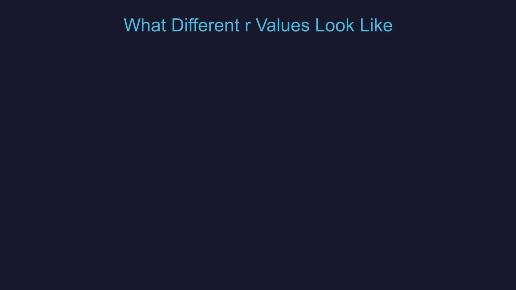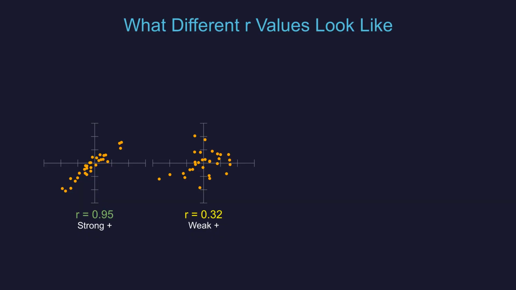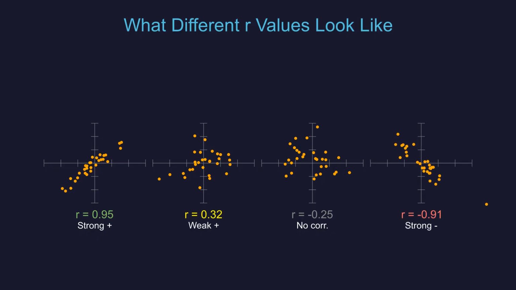Let's see what different correlation values look like. When R is close to +1, the points form a tight upward band. When R is around 0.4, there's a loose upward trend. When R is near 0, the points form a random cloud. And when R is close to -1, the points fall tightly along a downward slope.